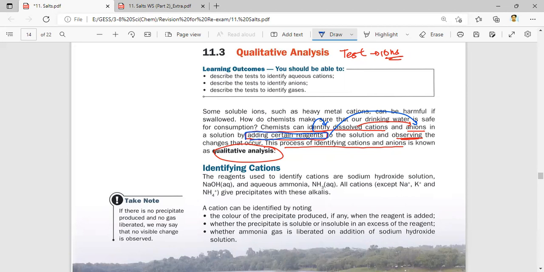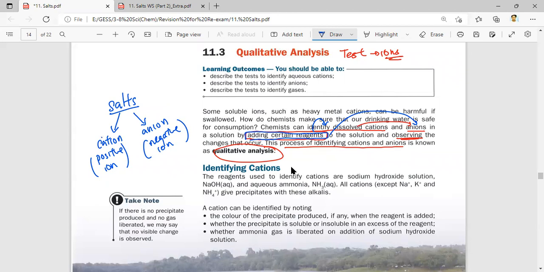Okay, so let's start with the first one. Now for salts, I hope you are able to know that this is on the chapter of salts. Salts would typically contain a cation, which is the positive ion, and it will contain an anion, which is the negative ion. So we will do tests to find out what's the cation, what's the anion. And if we know what's the cation and what's the anion, we will be able to find out what is the particular salt. Now, let's start step by step.